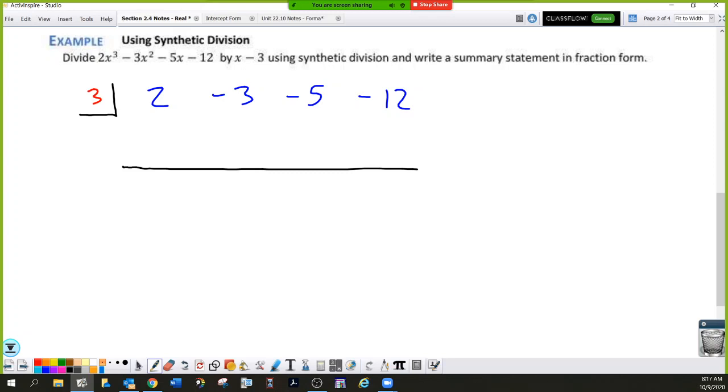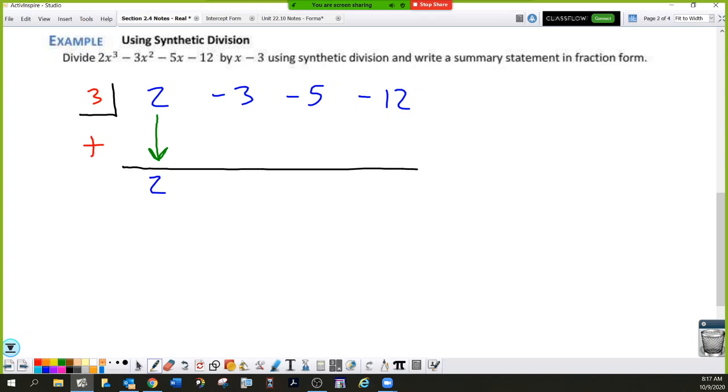The very first thing that you're going to have to do, and I said this is going to be a plus, the very first thing that you're going to have to do is just drop this 2 down. You don't have a choice. That always has to come down. This one's always going to have to drop down. 2. There, so that's the setup. This is how a synthetic division question will always begin.